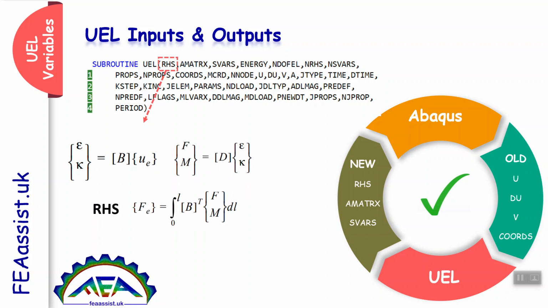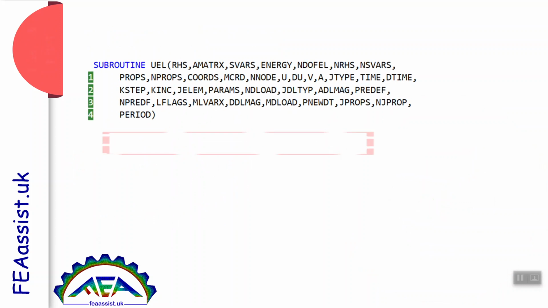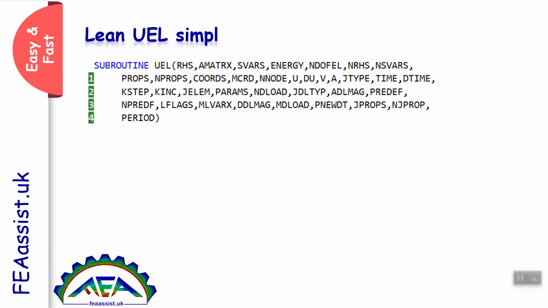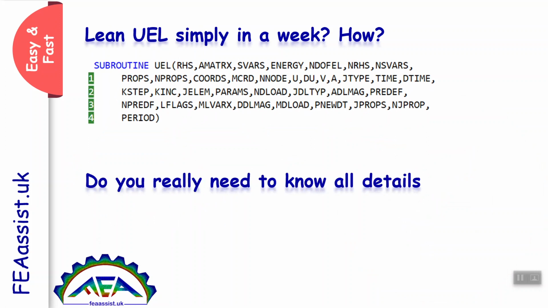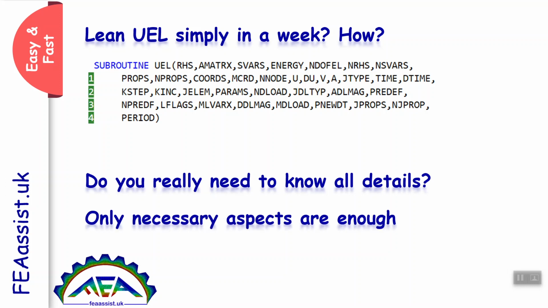It needs more explanation for the A matrix and all the variables. We say you can learn UEL easily and quickly, but is it really possible to learn UEL simply in a week? How? UEL has many variables, many details, but do you really need to understand all details to solve your problem? Of course not. Only necessary aspects are enough. By focusing on your problem, your element, and your formulation, you can save your time and energy.